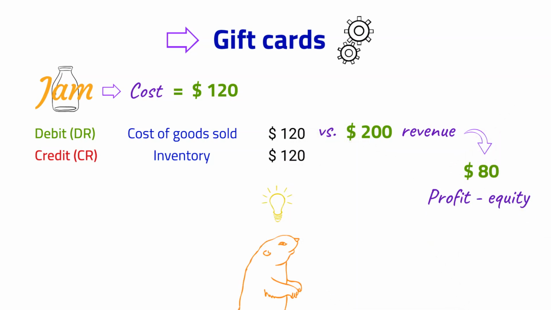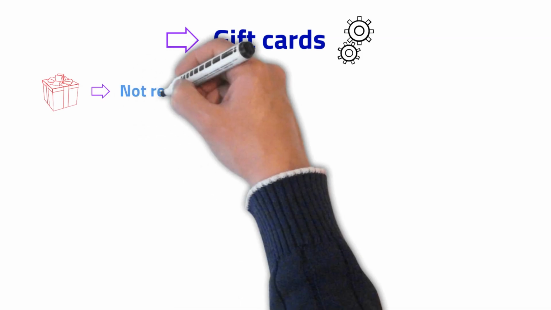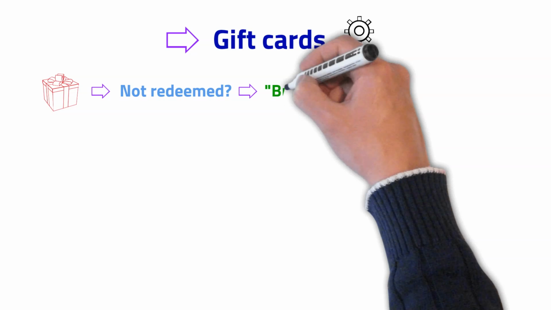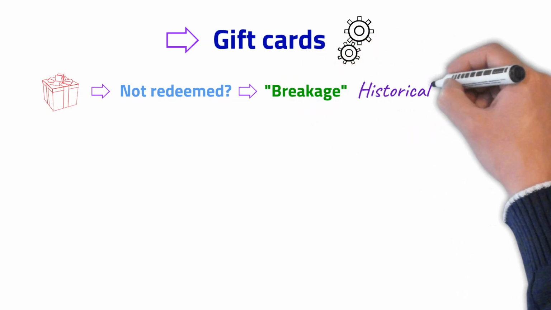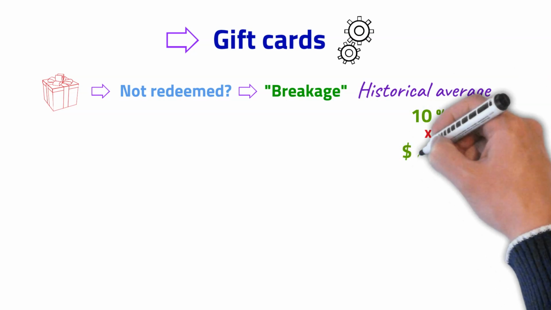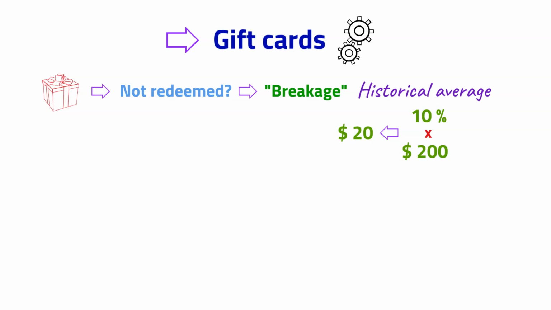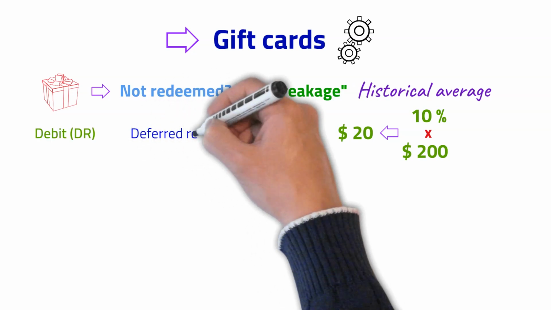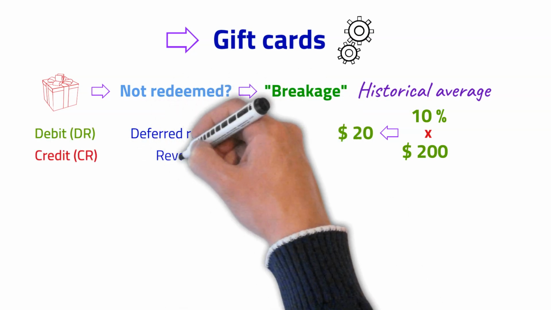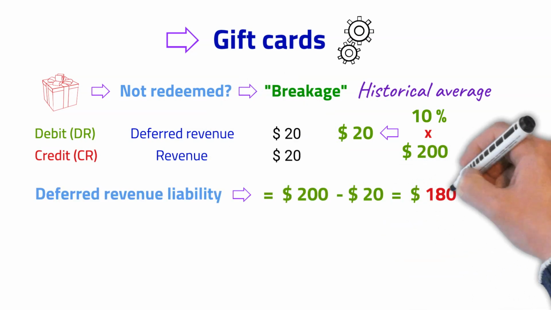Now, time for a complication. When selling the gift card, based on our year-long experience, we know that approximately 10% of all gift cards are never used. Using this estimate, we can recognize the breakage revenue when we sell a gift card. 10% on the $200 card sale would be $20, and we reduce our deferred revenue by this amount, as we expect not to have this obligation on average. Debit deferred revenue 20, credit revenue 20. So, your deferred revenue, your liability, will be $180.